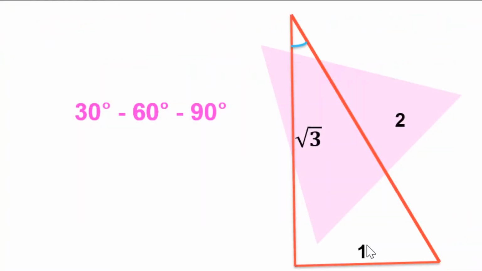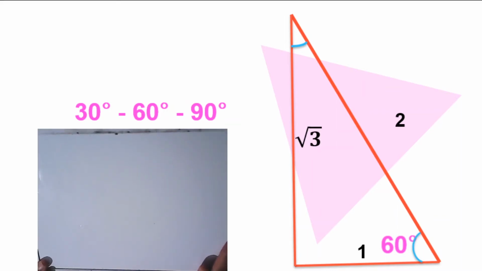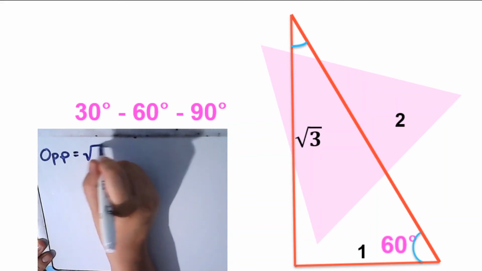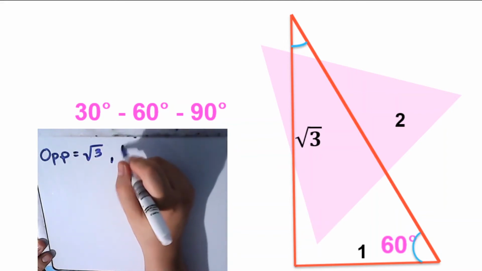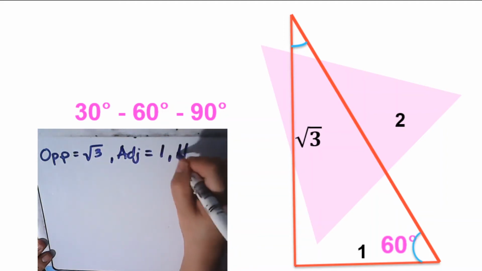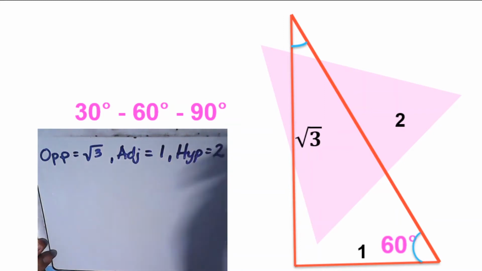Now, let us move to our 60-degree angle. In the same triangle, the 60-degree angle is opposite the 30 degrees. And we can say that 60 degrees is the complement of 30 degrees. Now, let us identify the sides with respect to 60 degrees. The side opposite 60 degrees measures square root of 3. The side adjacent to 60 degrees measures 1. And the hypotenuse of the triangle is 2.